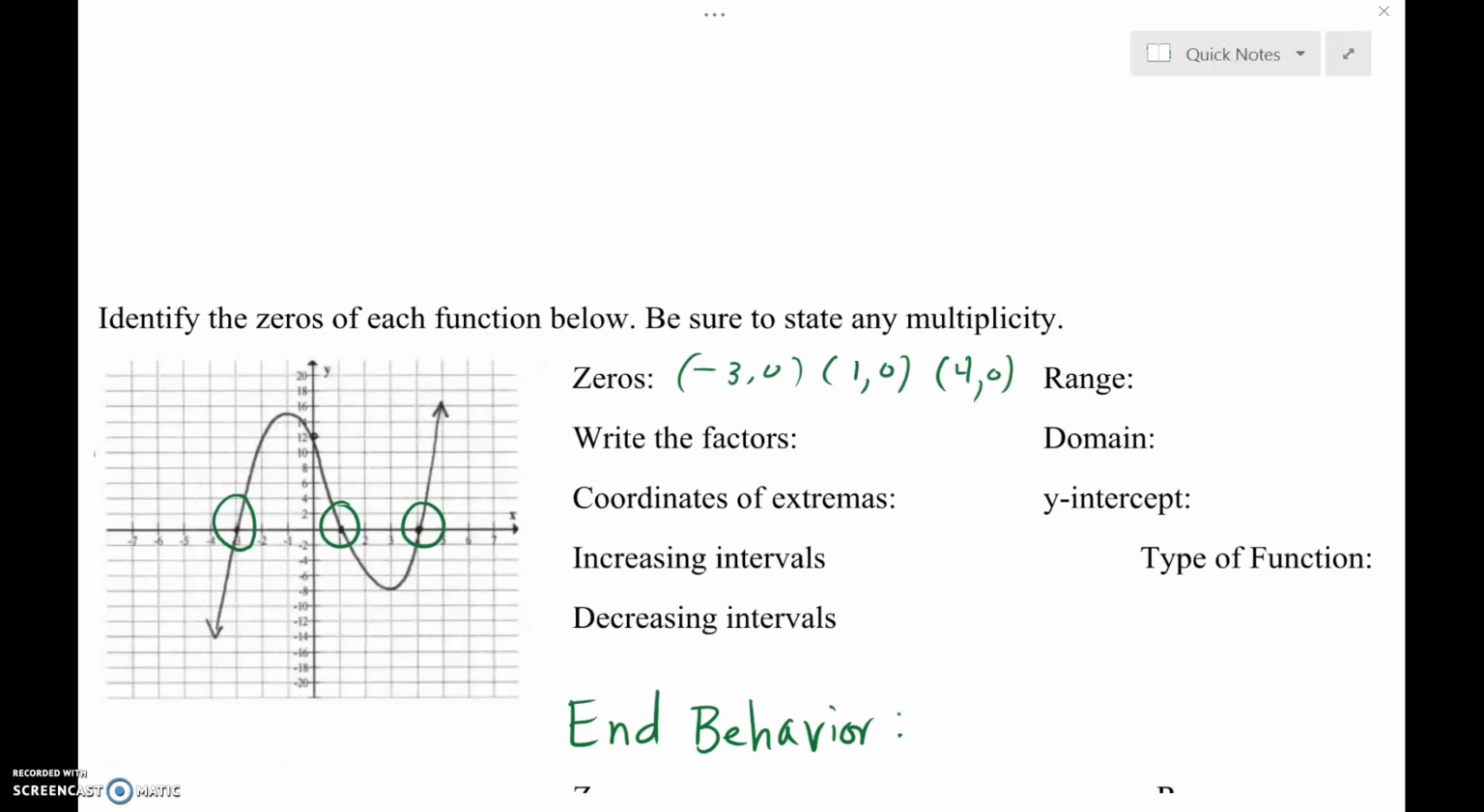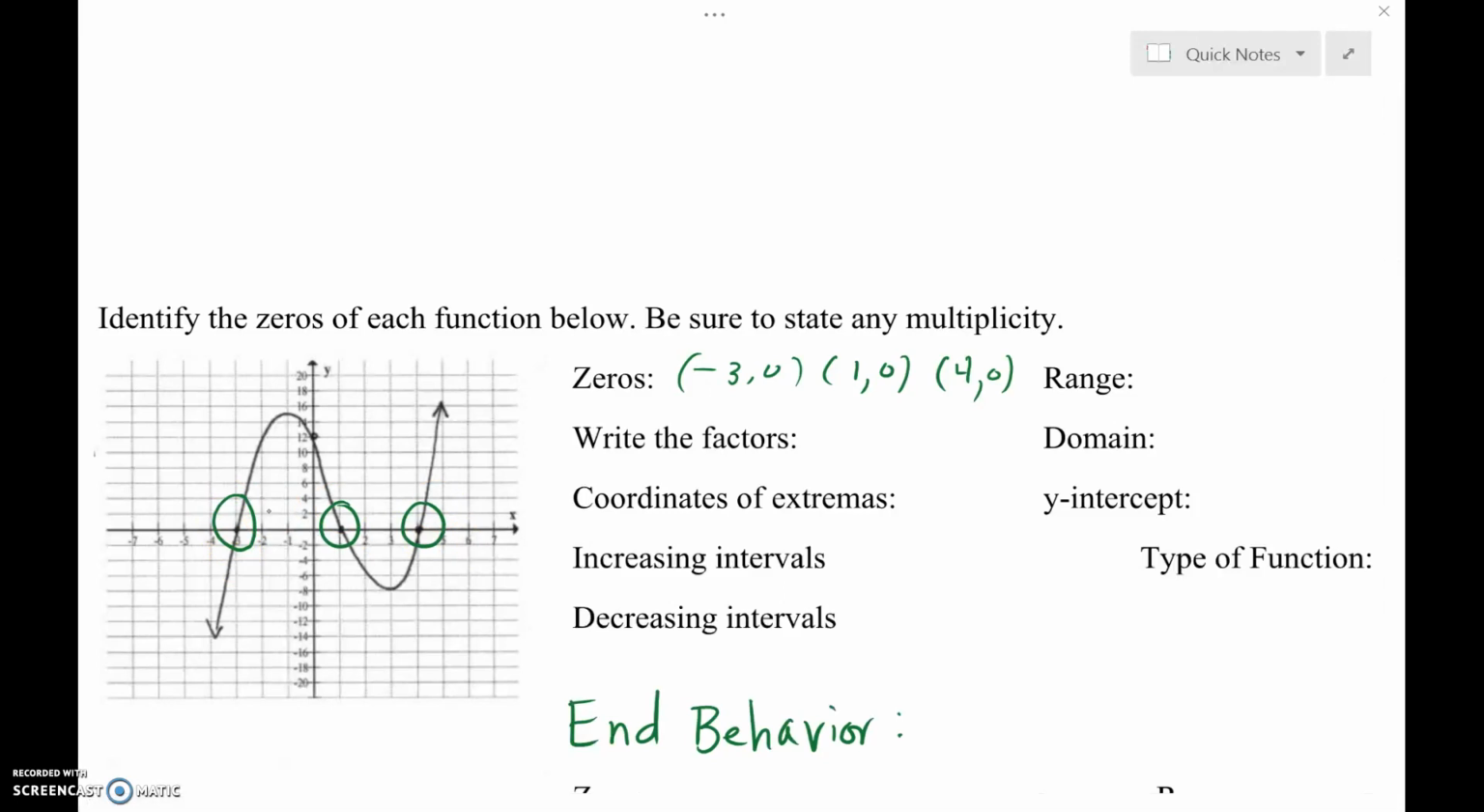Okay, so here's my 3 x-intercepts, or my 3 zeros. Those would be (-3, 0), (1, 0), (4, 0). Notice all of them have a 0 for the y value because we didn't go up and down. They're on the x-axis. All right, so write the factors.